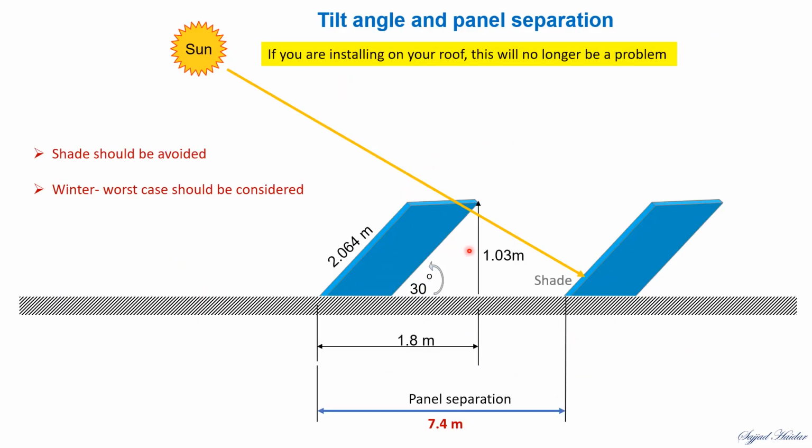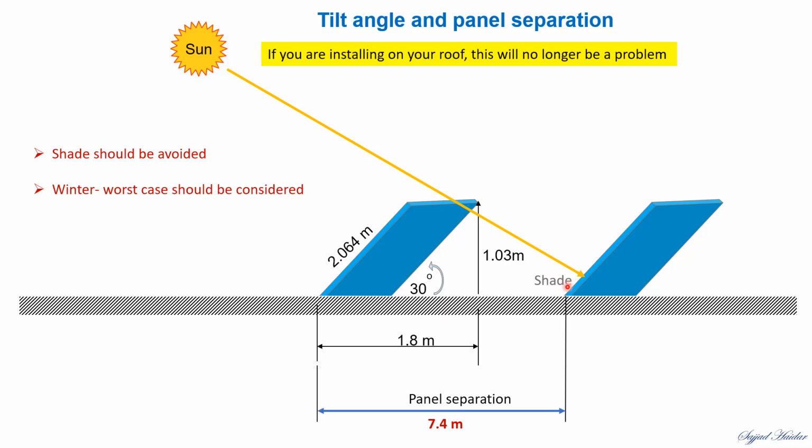Now another important consideration is shading. We don't want our panel to be shaded by another panel under any circumstances. We have to consider the worst case scenario, that is in winter time. For instance, this is the first row of panels and the sun is shining, and the shade from the first row of panels is shading part of the second row of panels. Then the shaded part is not utilized, the power is unusable.